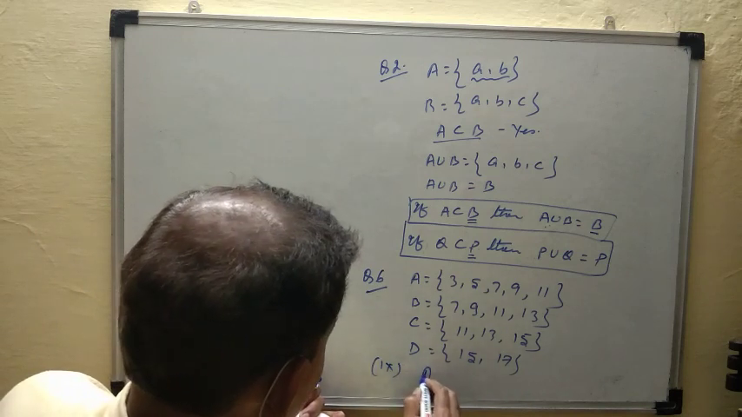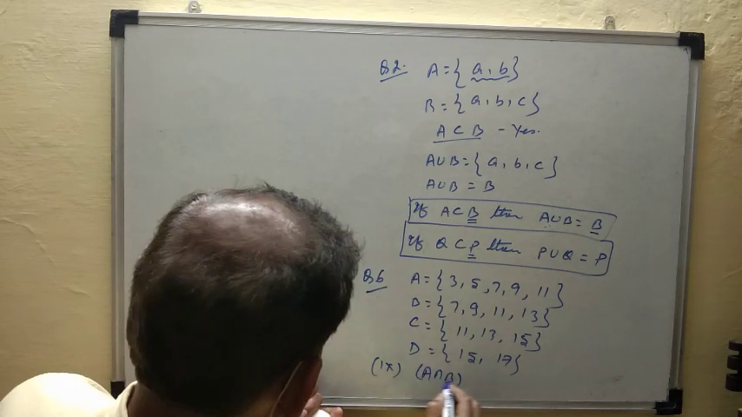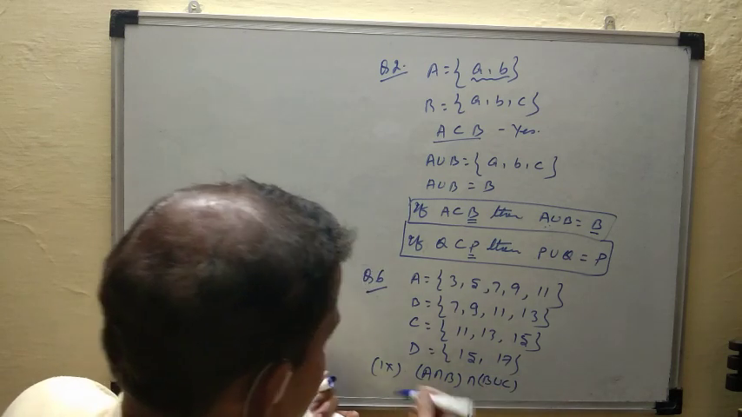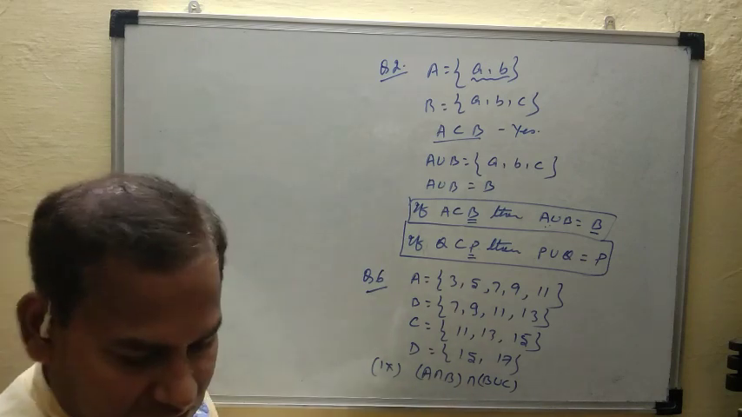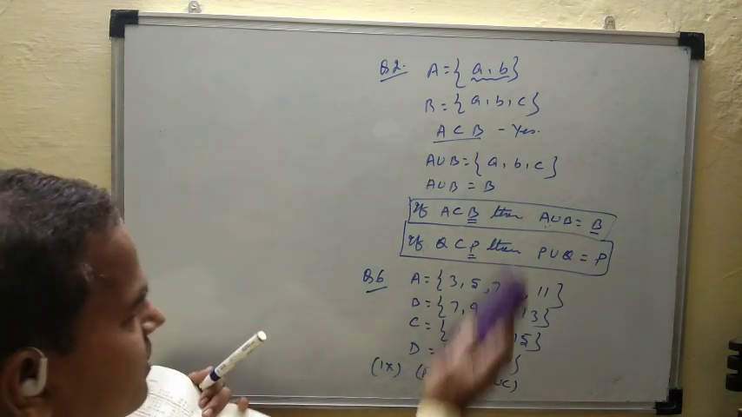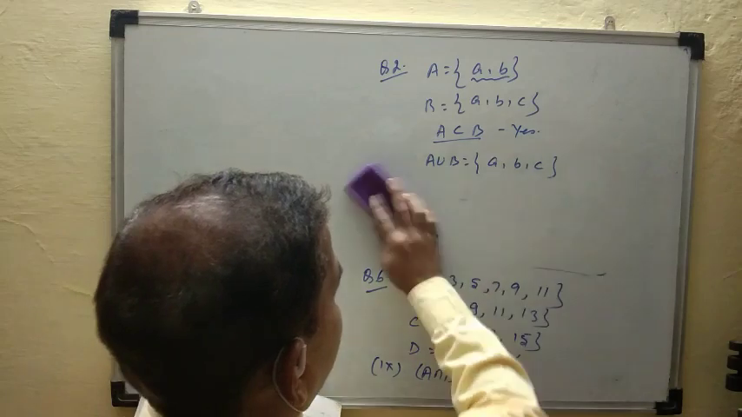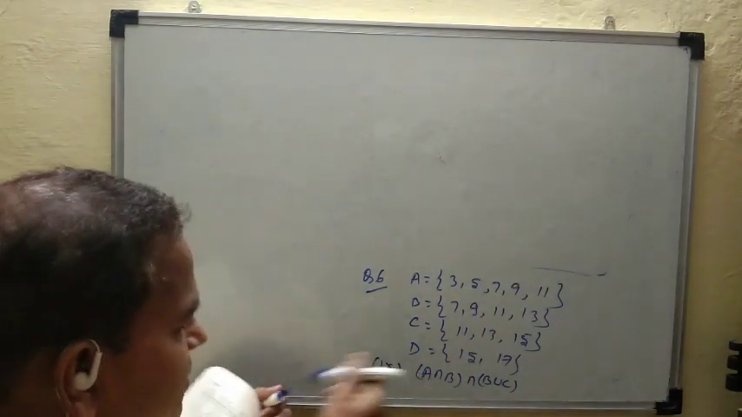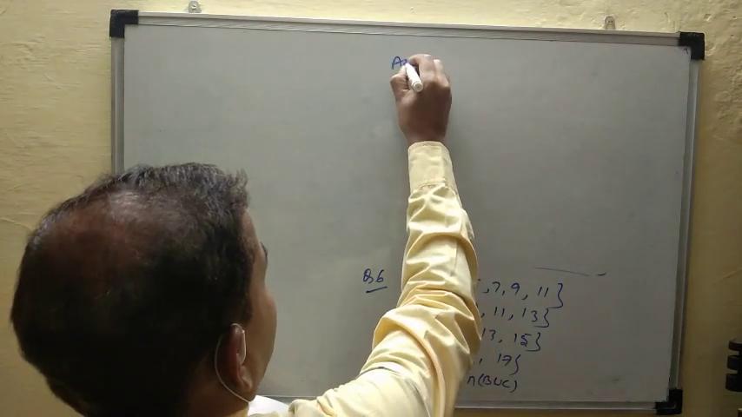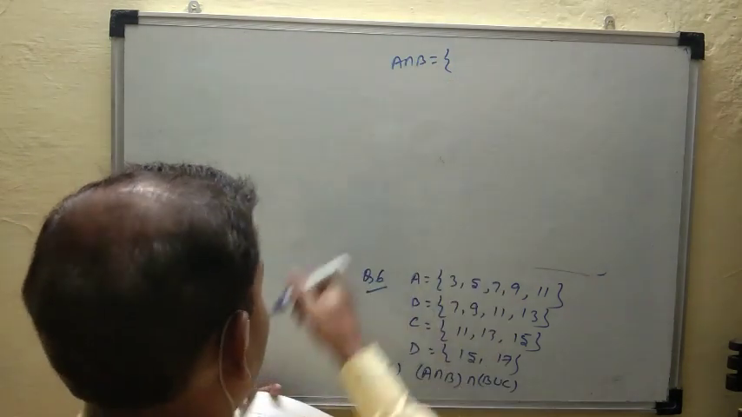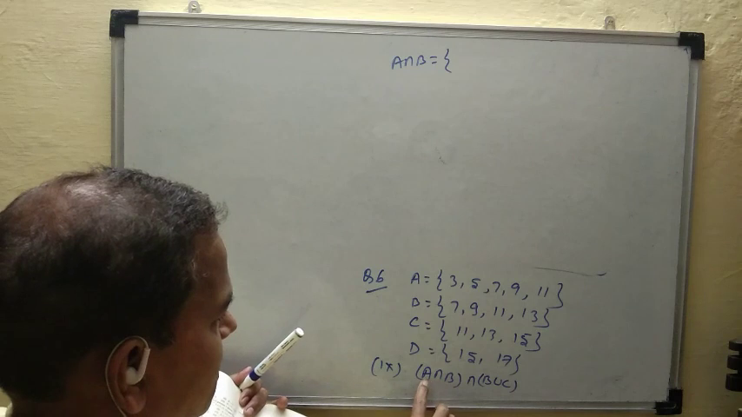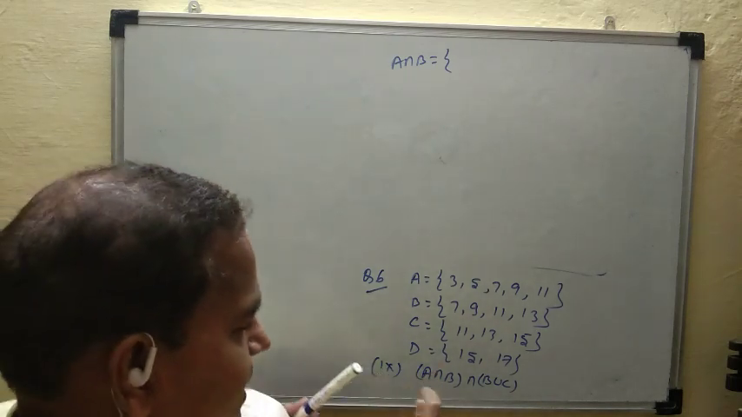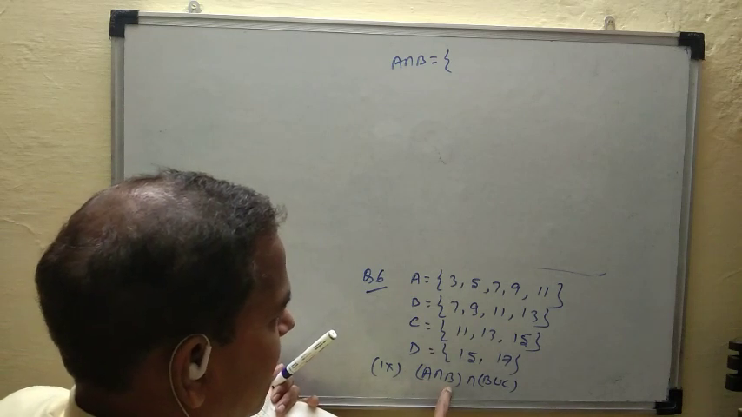Ninth is A intersection B union C. Find A intersection B union C. So first write A intersection B. First find A intersection B, which is the intersection of A and B. Intersection means common elements. So what is the common element between A and B?